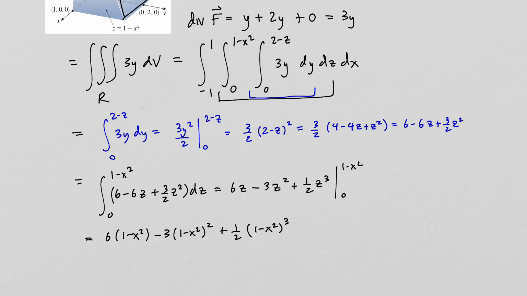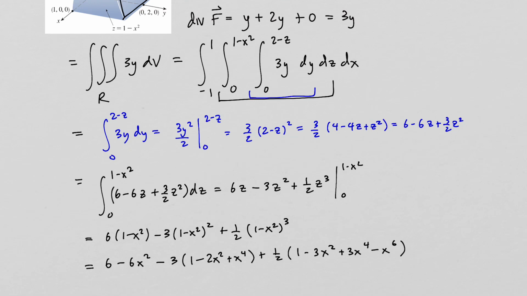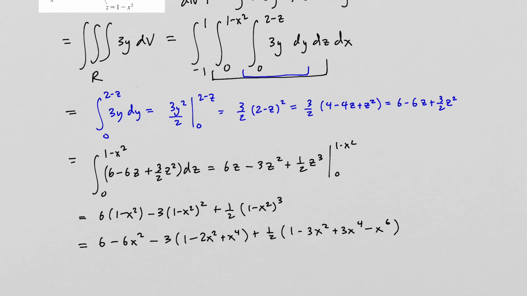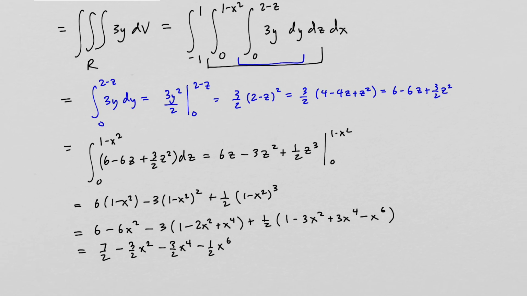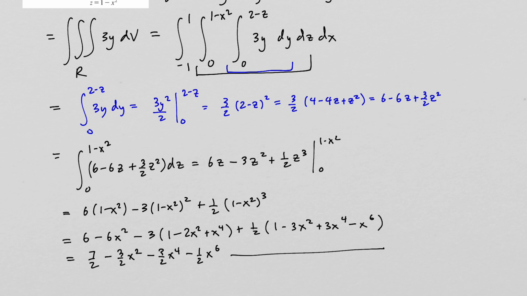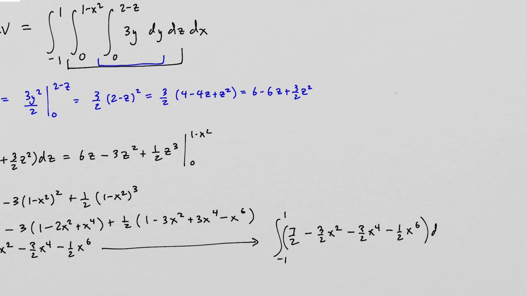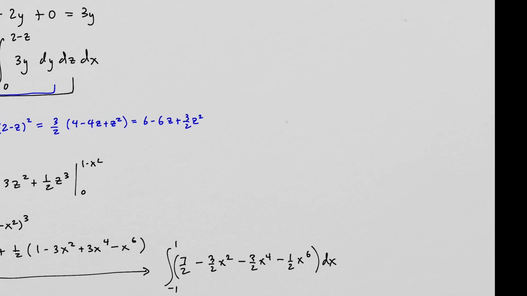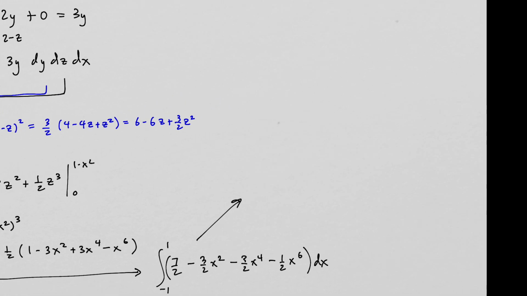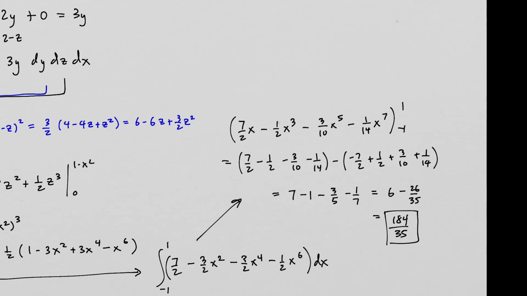So now we have to clean that up. All right, so that's the first step there. And now let's go ahead and distribute and combine like terms. All right, so there it is. And so now we are going to integrate this function with respect to x. Okay, you can probably finish this, but I'll go ahead and put the details here. All right, there it is, and you get an answer of 184 over 35. And that concludes this video lesson.